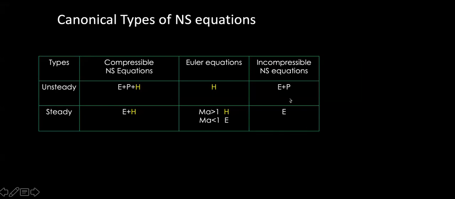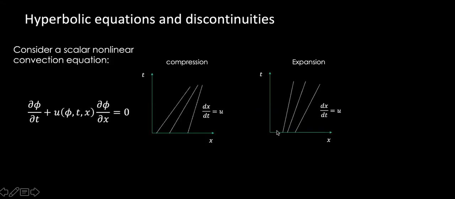In comparison, there is no hyperbolic feature in the incompressible Navier-Stokes equations, no matter whether steady or unsteady. Then how do nonlinear discontinuities like shock waves appear? For example, consider a scalar nonlinear convection equation.